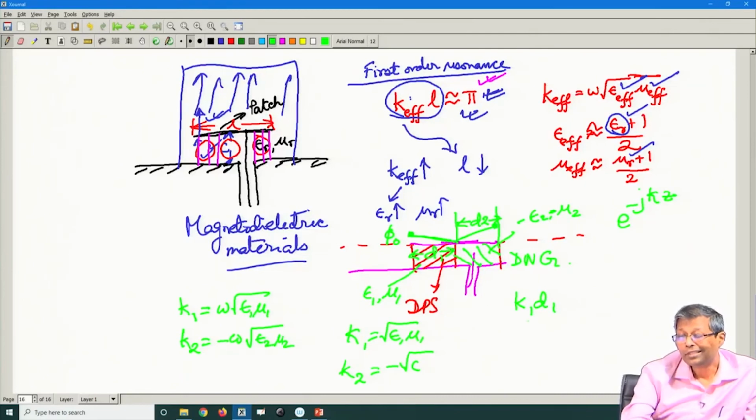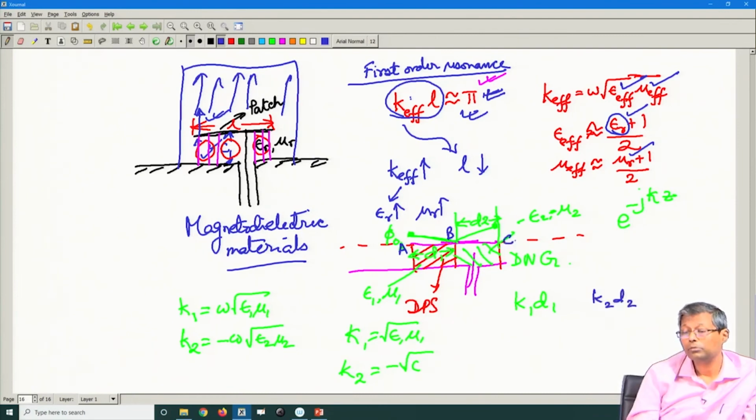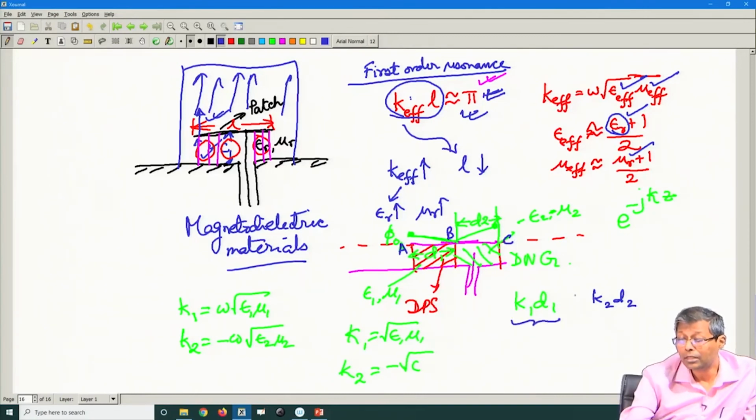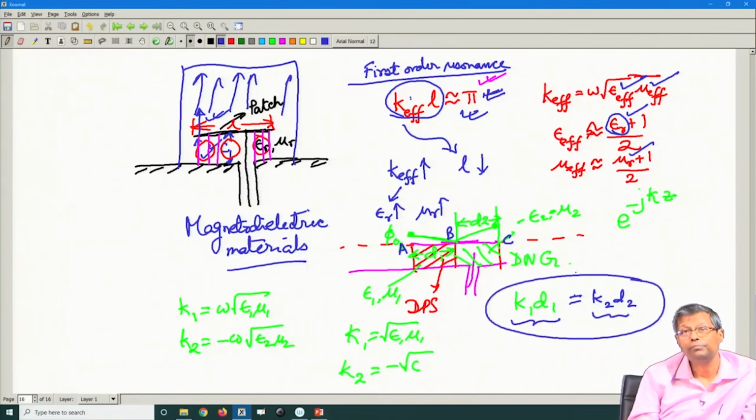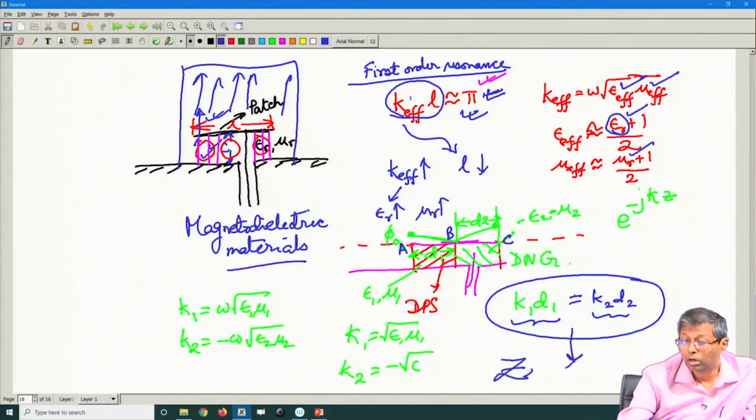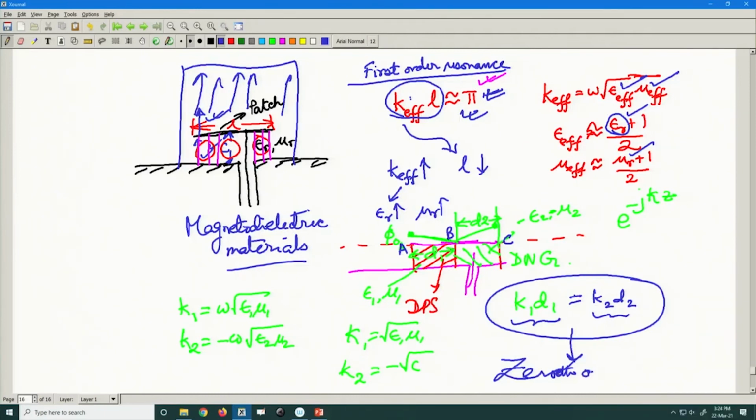So, K 1 d 1 is the reduction in phase from point A to point B, and K 2 d 2 is the phase gain from point B to point C. If the phase loss K 1 d 1 is the same as the phase gain K 2 d 2, we have achieved a resonance called a 0th order resonance. You see that the first order resonance is controlled by the physical length L.